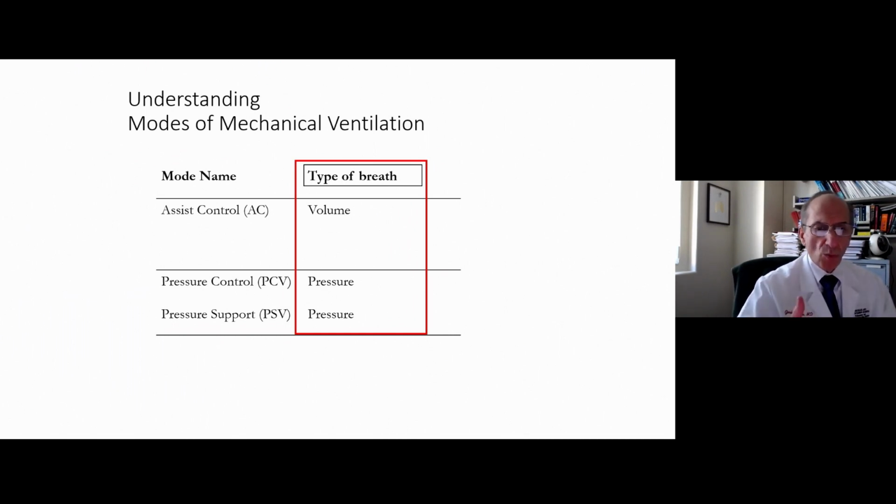So let's talk about what those modes of ventilation offer. Assist control is a volume-targeted ventilation. You preset the volume, and the ventilator delivers that volume.